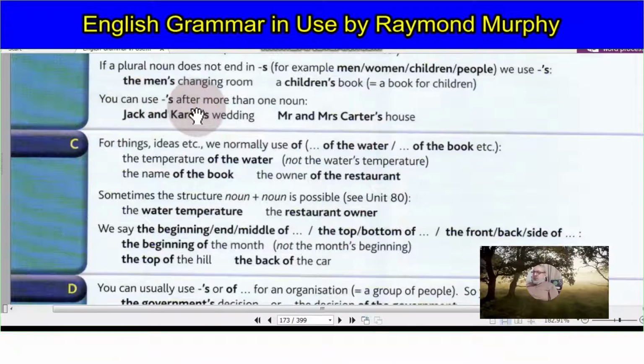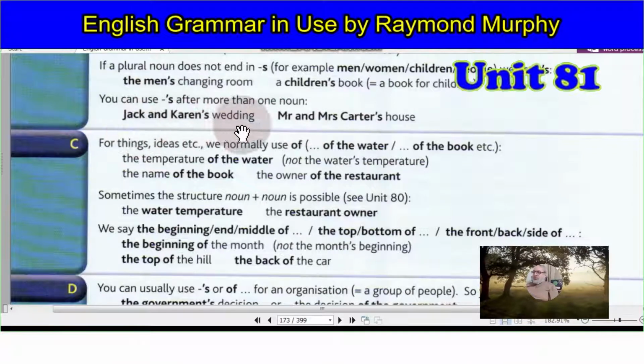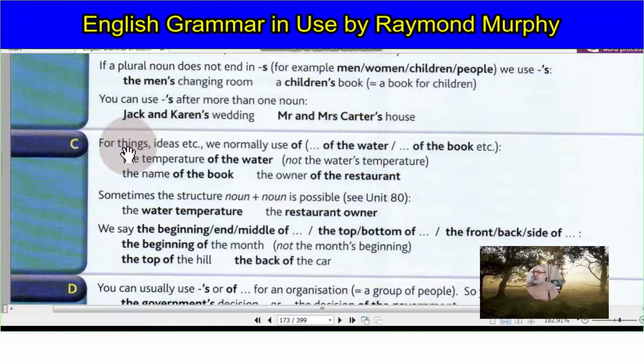You can use 's after more than one noun. Jack and Karen's wedding, Mr. and Mrs. Carter's house.